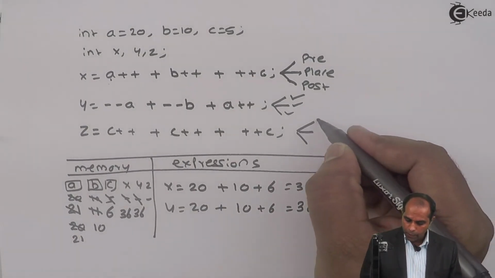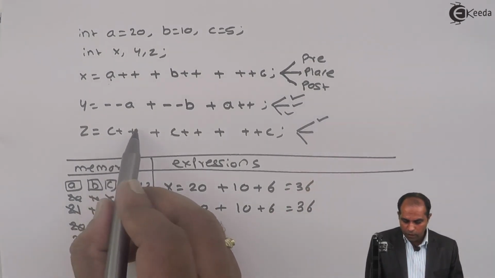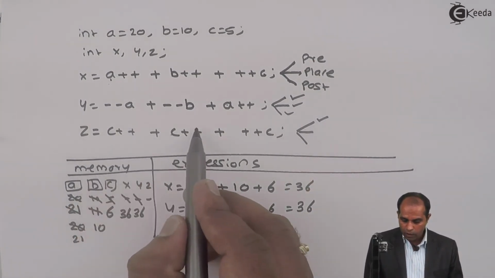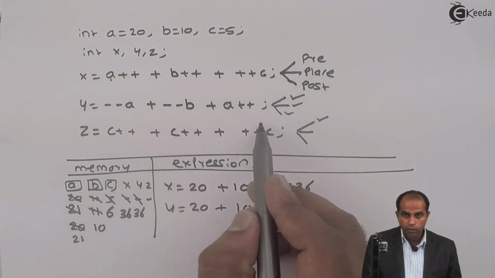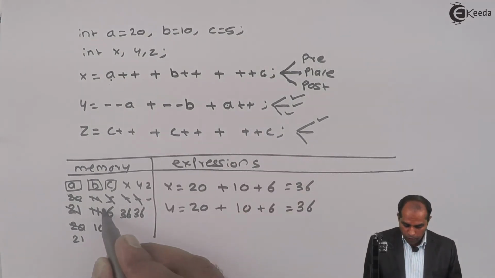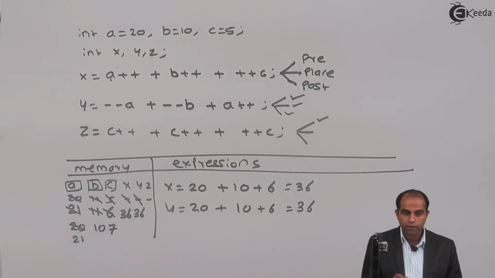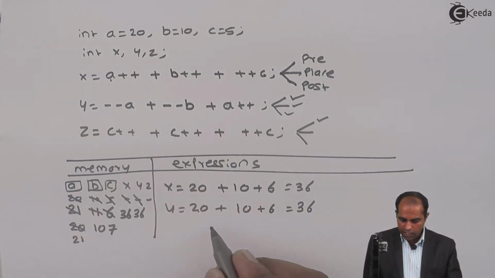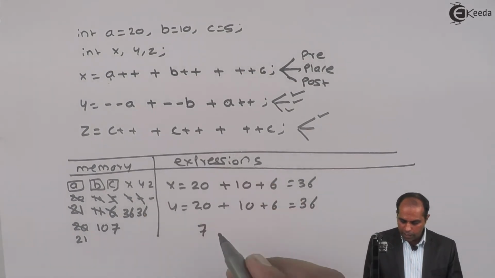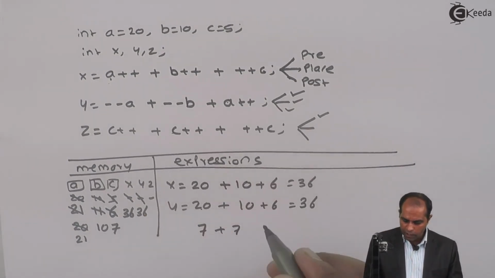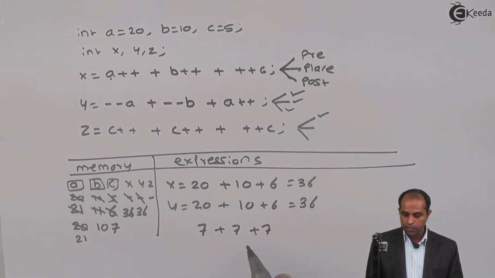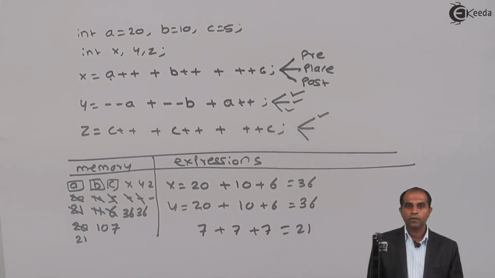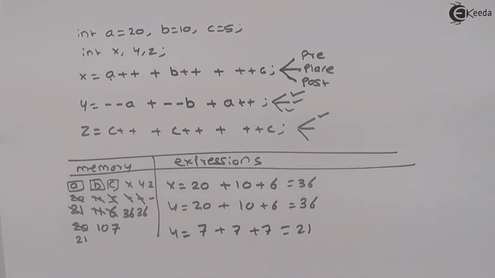First, pre. So let's search for pre. The first one, is it pre? No. Second one, is it pre? No. Third one, is it pre? Yes, it is pre. So modify this particular 6 to 7. Then place. C is what? 7. Place the value. Again C is what? 7. Place the value. Again C is what? Place the value. 7 plus 7 plus 7 is 21. So I'll say y equals 21.